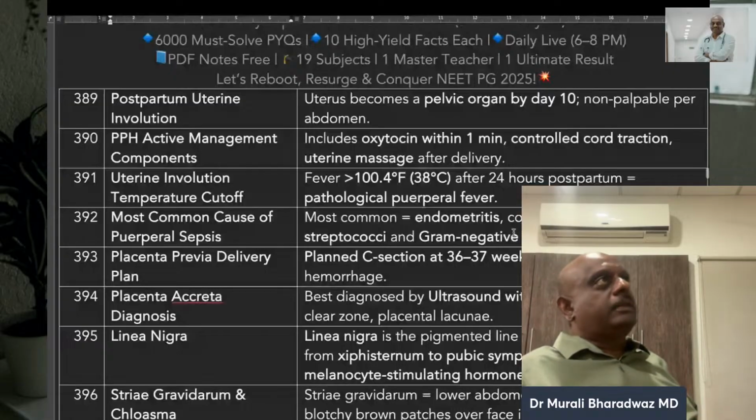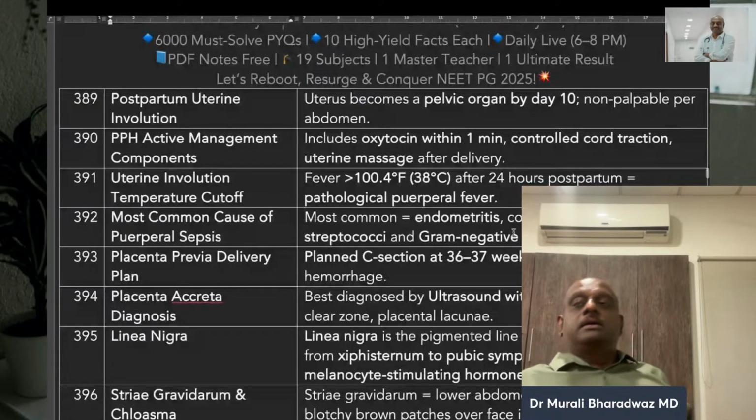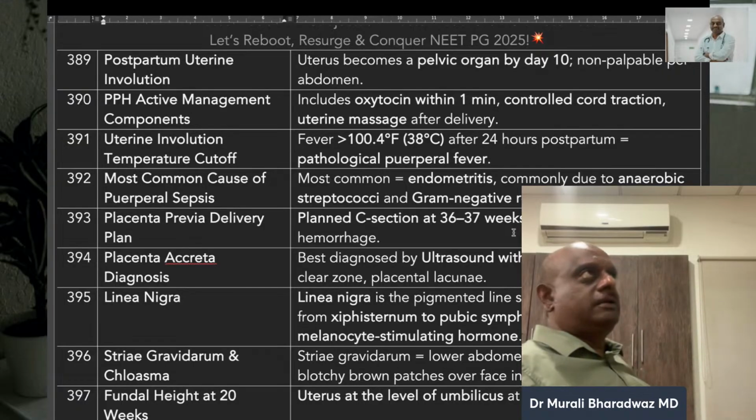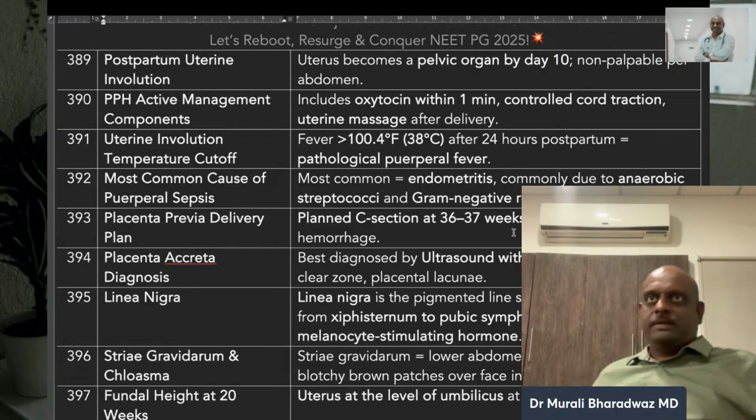So, by which day in the pubertal period does the uterus become a pelvic organ? By day 10.